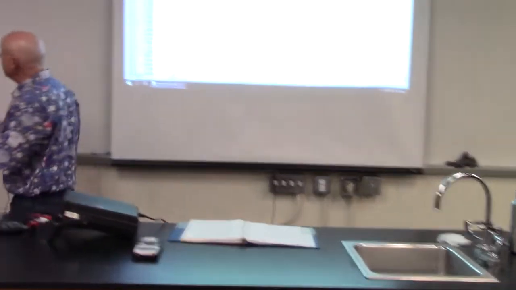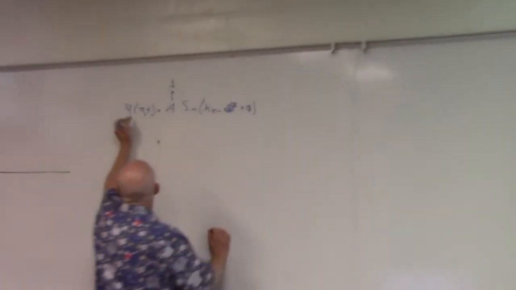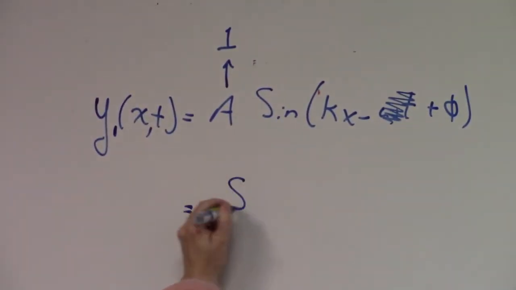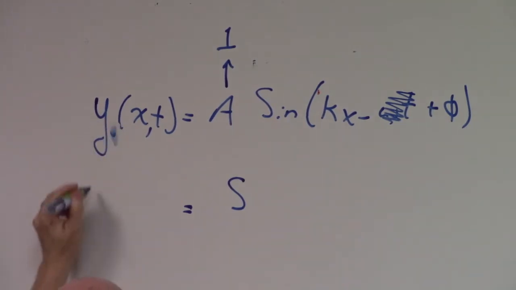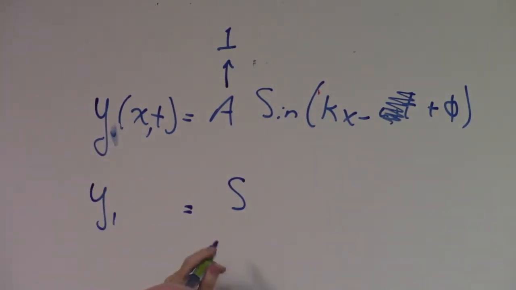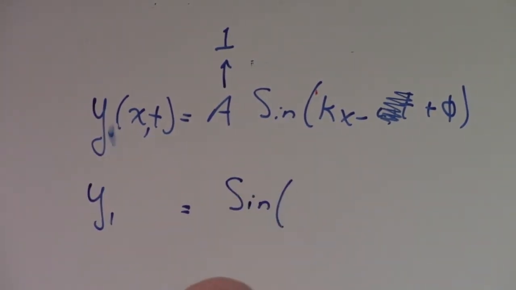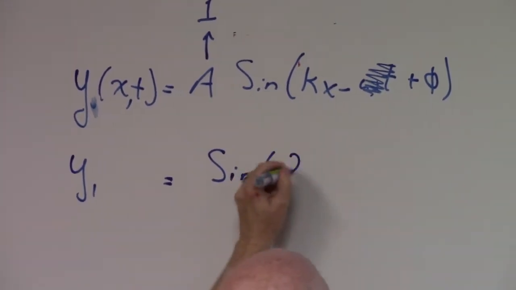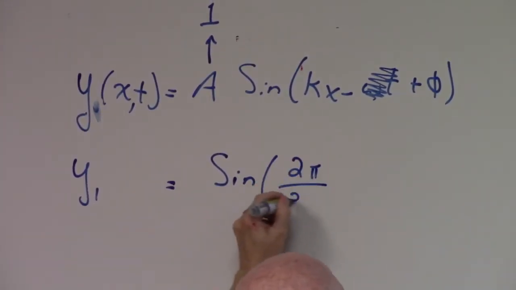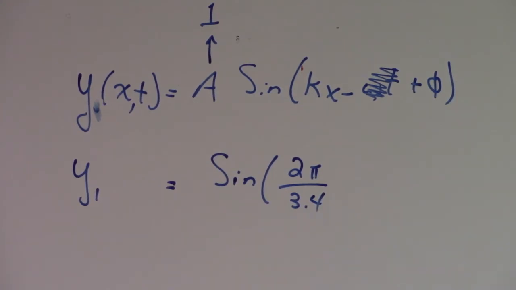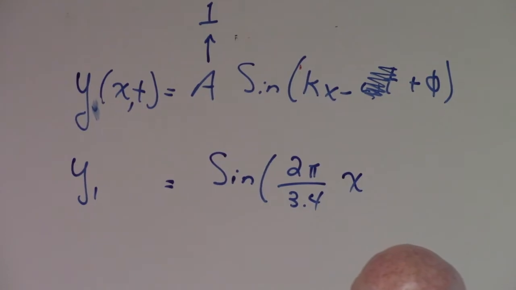So why don't I do this? Or why don't I call wave number 1 of unit amplitude. So wave number 1 would be of unit amplitude. The k value then would be 2 pi over 3.4, times x.